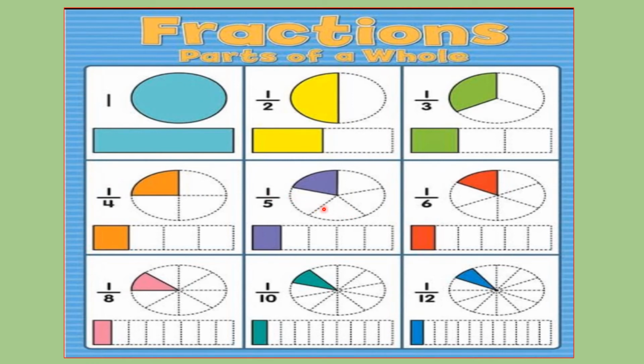Next, the circle has been divided into 5 parts and 1 colored part. So 5 is the total number of parts which will be written in the denominator and 1 colored part in the numerator, and we call it as 1/5. Next, the circle has been divided into 6 parts and 1 colored part. So 1/6. Next, the circle has been divided into 8 parts and 1 colored part. So we write it as 1/8.